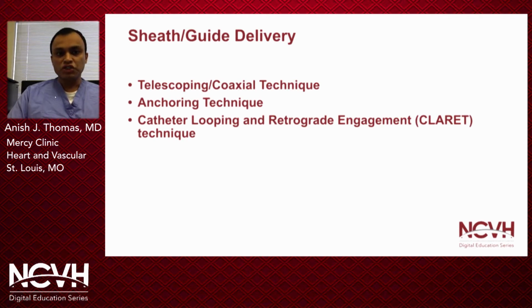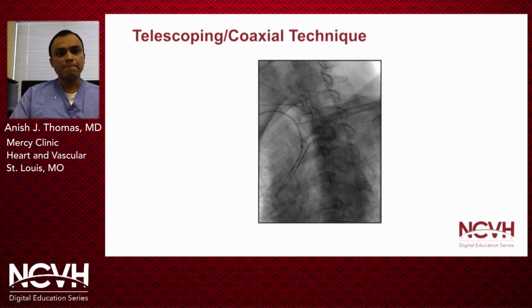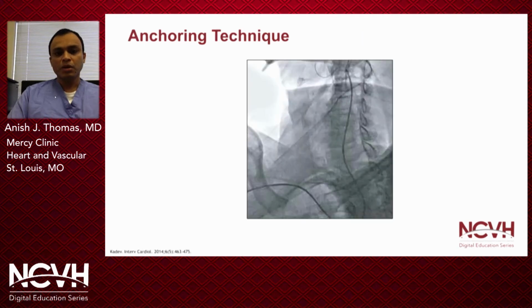When you talk about delivering the sheath or the guide, there are three basic techniques to do this. One is the telescoping or the coaxial technique, the anchoring technique, and the claret or the catheter looping and retrograde engagement technique. The coaxial technique involves getting your diagnostic catheter into the common carotid, using a supportive guide wire, and then telescoping your sheath over this. The anchoring technique essentially involves getting a stiff wire into the external carotid and then delivering your sheath over the stiff wire.